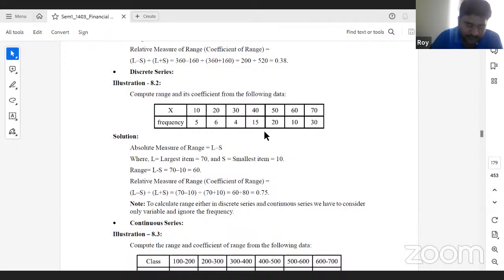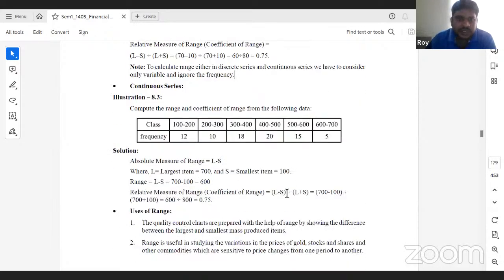See, we are not bothered whether 70 comes how many times, because we are taking the values, right? That is why I consider these values and directly apply this, and you will get the answer. If you take the continuous series, it will also be almost the same, but this is a relative measure of range.